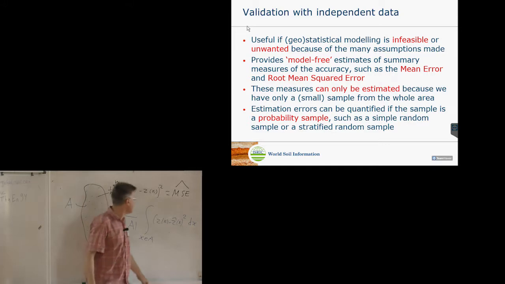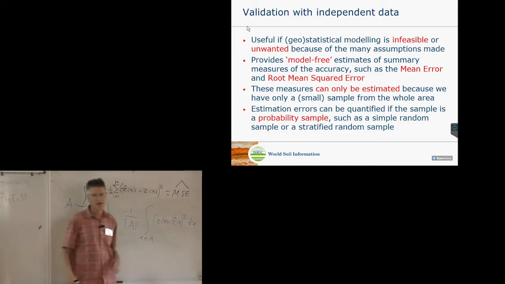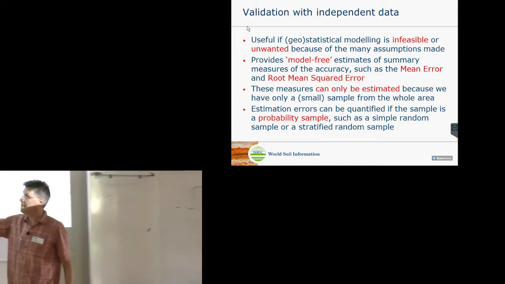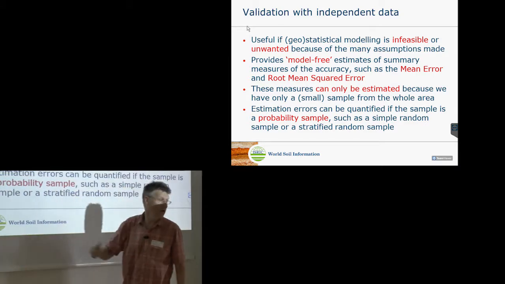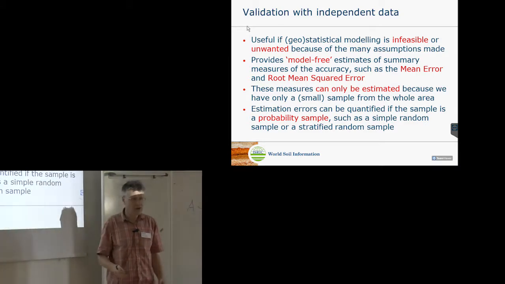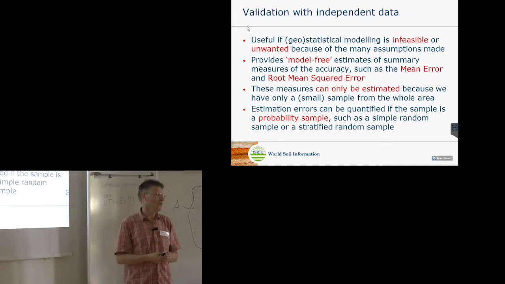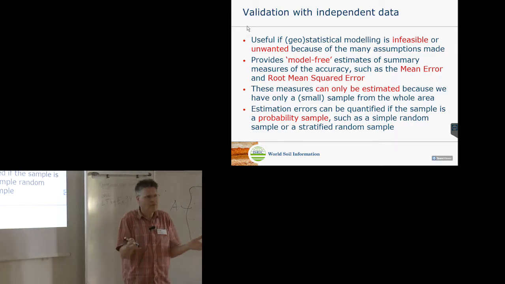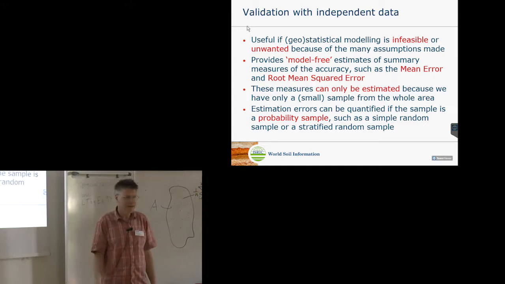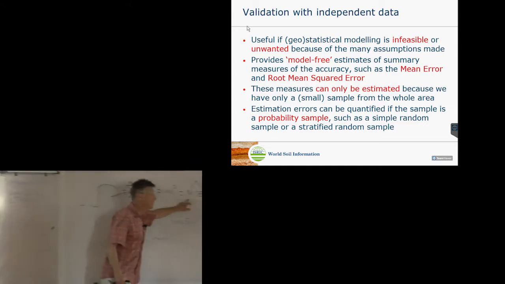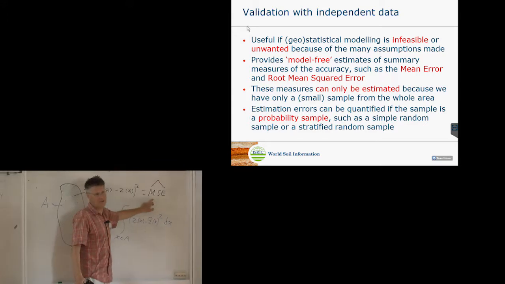So because we would be able to quantify the accuracy of our estimate, but for that you need a probability sample of your validation locations. So you cannot just use convenience sampling or just what you happen to have for your validation. You can use that for your validation. You still get an estimate, but you don't know how good that estimate is.